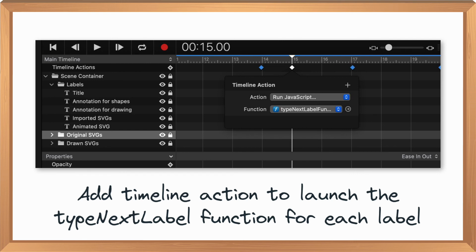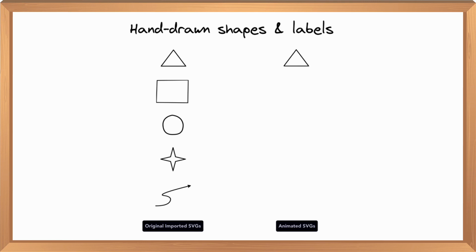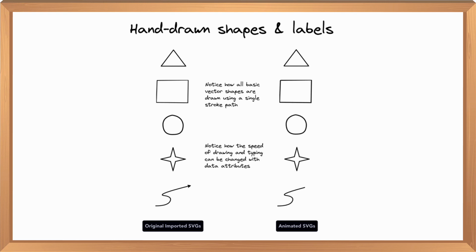Consequently, we need to add this function just once for each label, and the process for doing this is almost exactly the same as before. The only difference is that we select the typeNextLabel function for our run JavaScript timeline action, as shown here. Once we do that and play the animation in a browser, we get the combined effect of line drawing and label typing operating together. Now, all that is left to do is record the entire scene as a video. You do that by selecting the File, Export Movie, Video menu option.